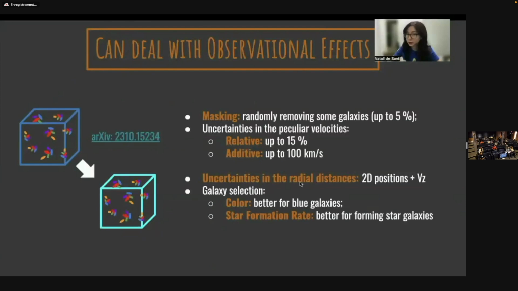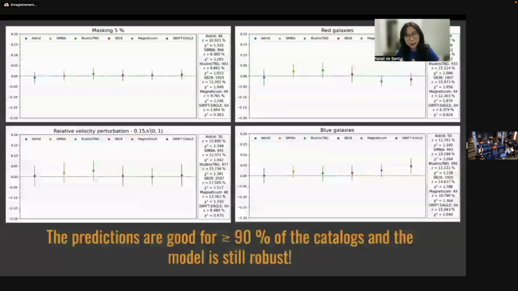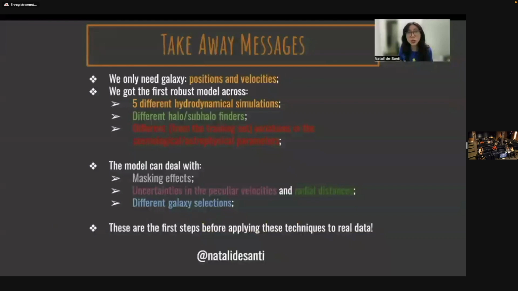And I have done this only taking into account the positions of the galaxies in 2 dimensions, and then the VZ, the z component of the velocity. And it can take into account galaxy selections, for instance, color selection or star formation rate. And then this is just a summary to say that this is working considering masking, velocity perturbations, and then blue and red galaxies. And it's important to say that this is not perfect yet, but all the predictions are working for at least 90% of the CAMELS.